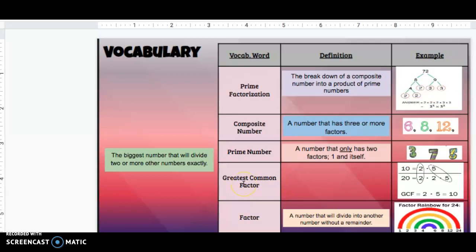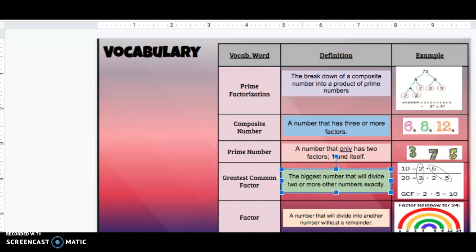And then last is greatest common factor. Just like least common multiple, least means small. So greatest is the biggest number that the two numbers go into exactly. Okay, so we're going to be focusing on GCF this week, as well as LCM, and determining the difference between the two in word problems. Okay, so that's vocab for today.